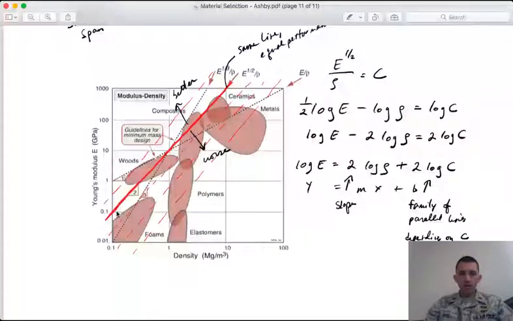So meaning that for this application, right, we will have for different values of C a family of curves with the same slope, right? And so as we move up and to the left, right, we're getting better combinations of properties that increase this C and decrease the mass, so that would be desirable, right? As we move down and to the right, we're getting heavier, lower moduli, and so those would be worse for optimizing our particular design here.